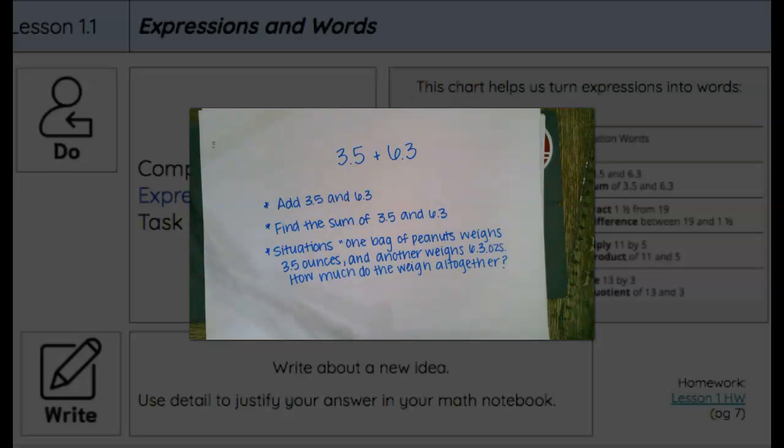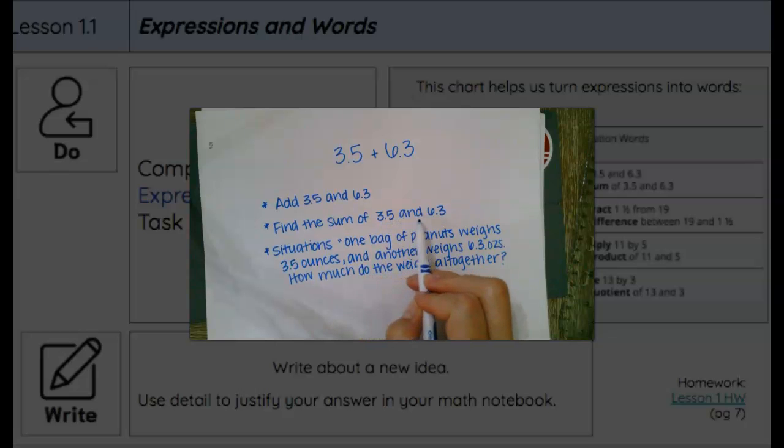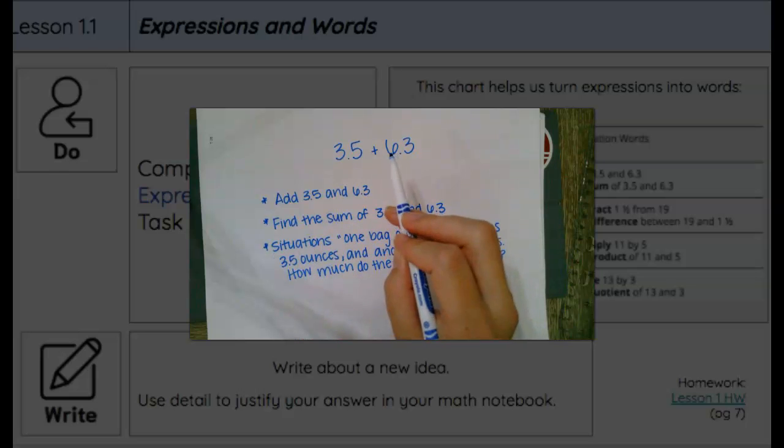Here are some ways that I came up with. Let's see if your ways match mine. One way you could use words for this expression is add 3 5/10 and 6 3/10. Another one is find the sum of 3 5/10 and 6 3/10. And then finally, we can come up with endless situations to help represent this expression.